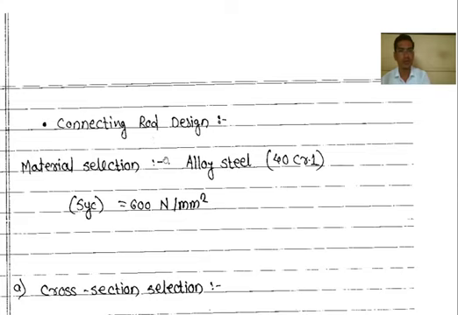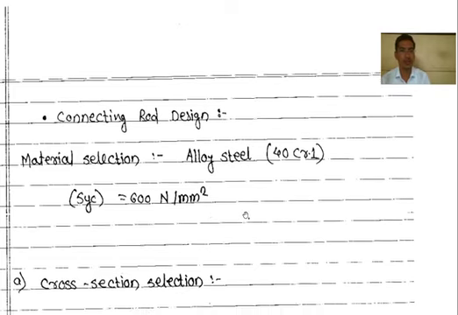So in design of connecting rod, the first important parameter is selection of the material for connecting rod. So alloy steel material is selected for connecting rod. It is represented by 40C8. So the material is alloy steel. Then compressive yield strength for that material is considered as 600 Newton per mm square.